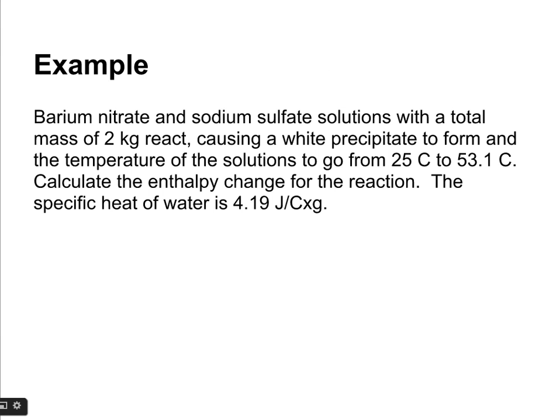So let's look at this example using our calorimetry equation. Barium nitrate and sodium sulfate solutions with a total mass of 2 kilograms react, causing a white precipitate to form, and the temperature of the solutions to go from 25 Celsius to 53.1 Celsius. Calculate the enthalpy change for the reaction. The specific heat of water is 4.19 joules divided by Celsius times grams. So we're going to be using q equals m s delta T.